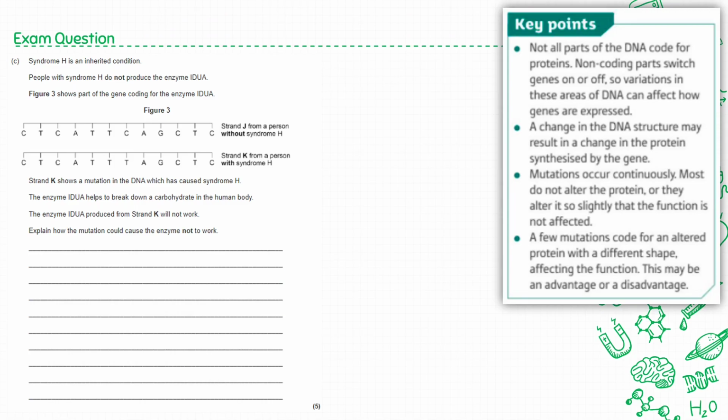The enzyme IDUA helps to break down a carbohydrate in the human body. The enzyme IDUA produced from strand K will not work. Explain how the mutation could cause the enzyme not to work. This is a 5-mark question. Pause the video here and have a go.